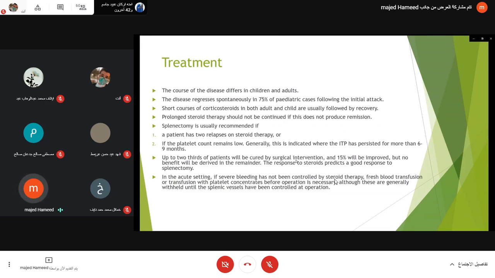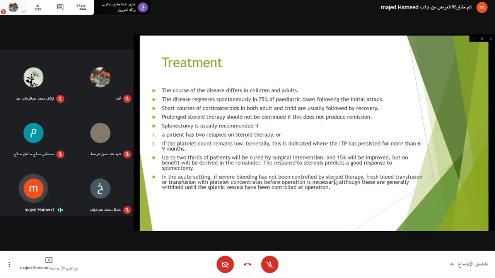Treatment: the course of the disease differs in children and adults. The disease regresses spontaneously in 75% of pediatric cases following the initial attack. A short course of corticosteroid in both adults and children is usually followed by recovery. Prolonged steroid therapy should not be continued if this does not produce remission.